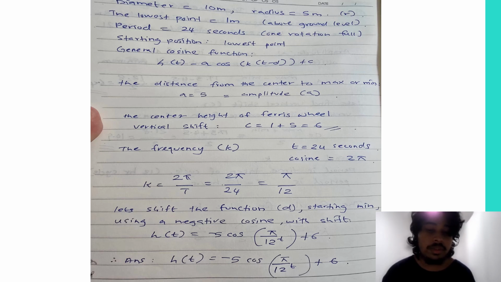Let's shift the function, starting at the minimum, using a negative cosine with shift. And once again, the main equation is shown, and the answer is h(t) equals minus 5 cosine(pi over 12 t) plus 6.